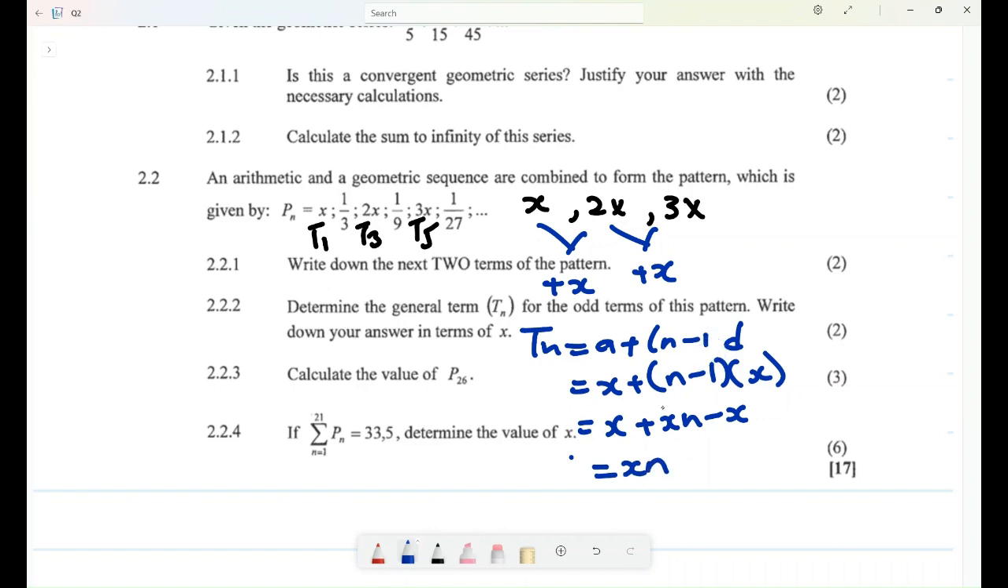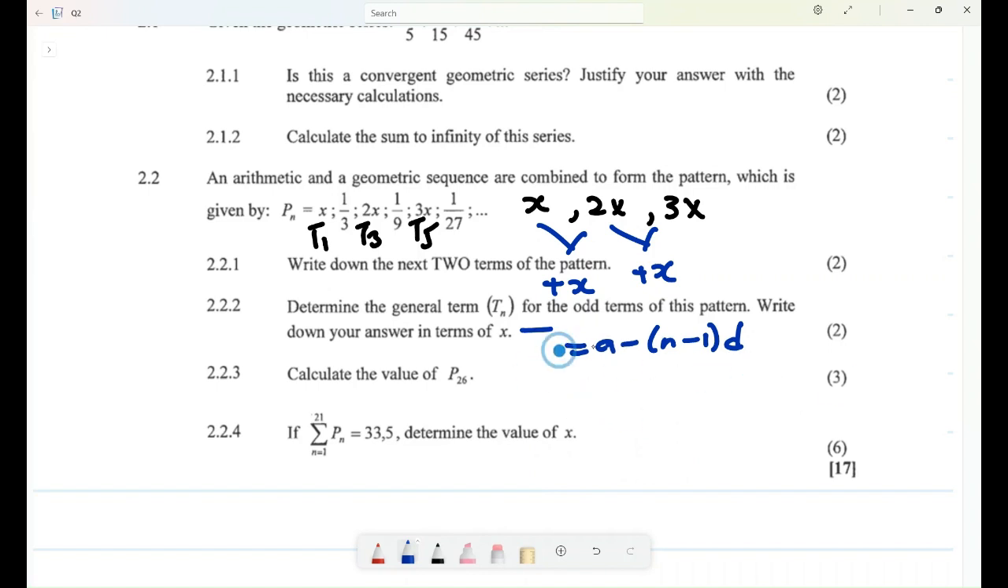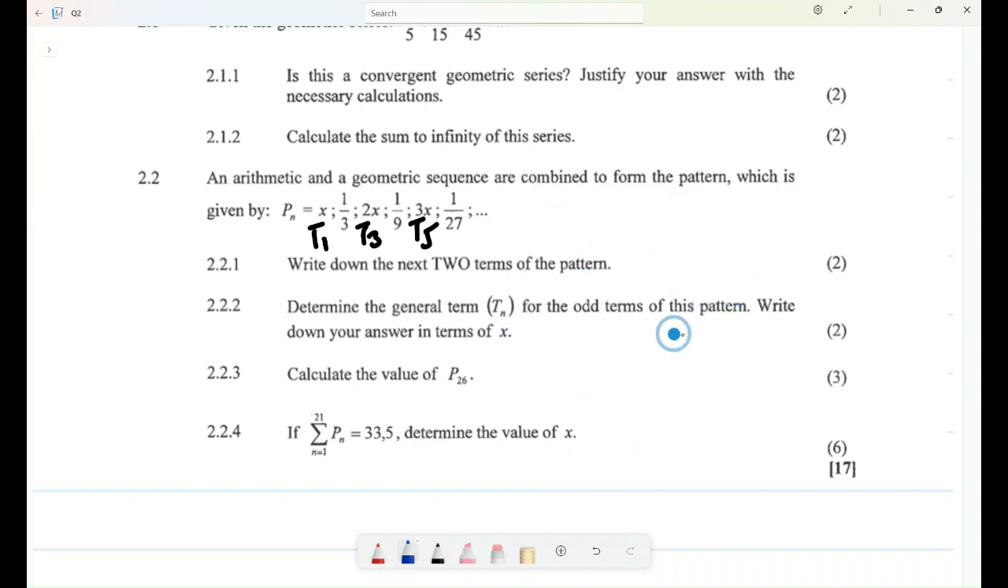So what does it mean? If you want term number 5, you just substitute 5 there, you get 5x, which is in fact correct. All right. Now you know that tn for this one is xn. Here, let me write it, tn is equal to xn.